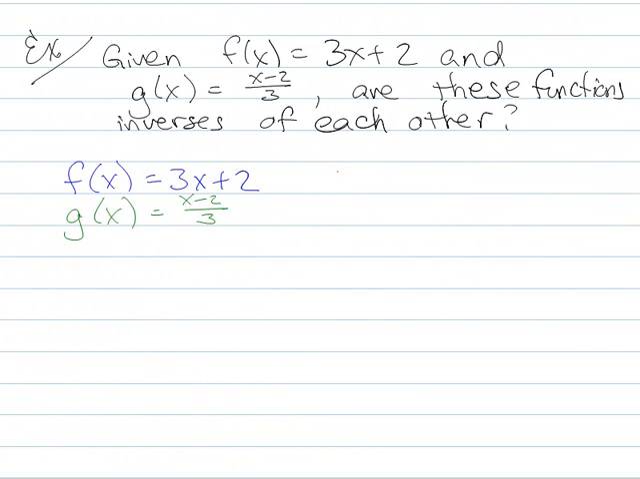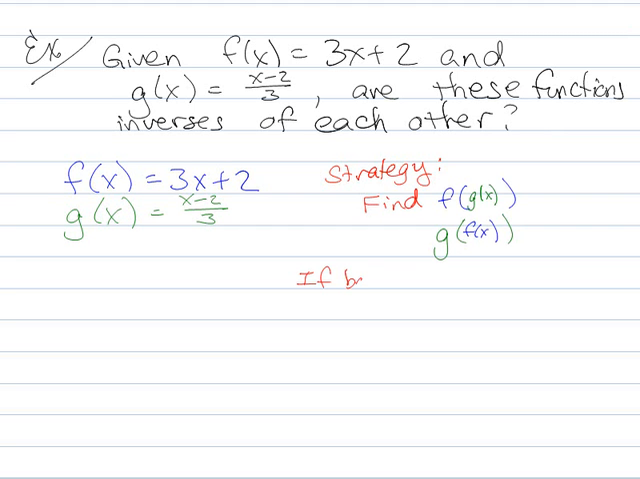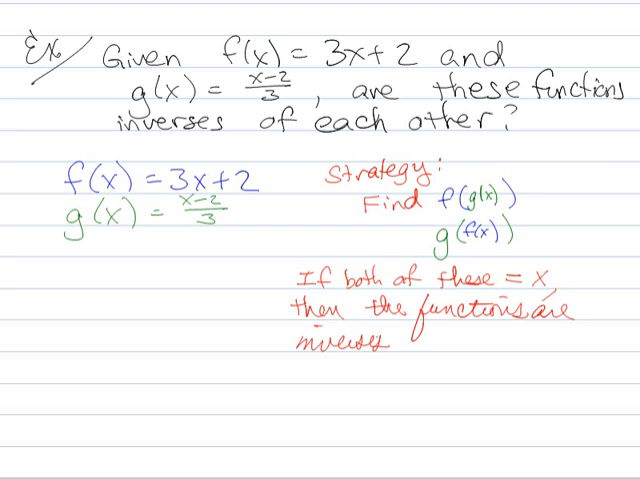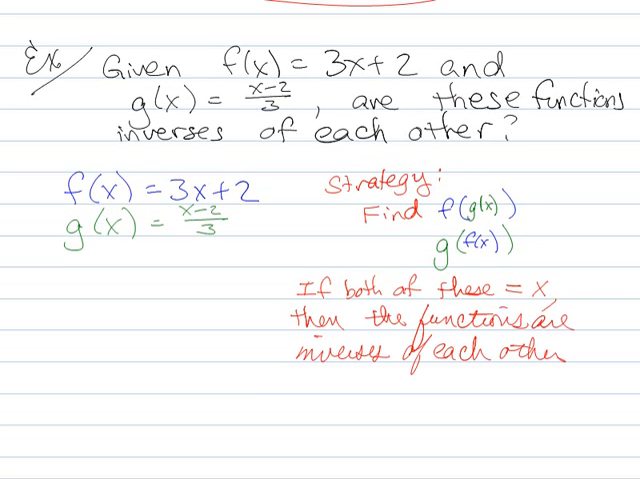So our strategy is going to be to find f of g of x and then to find g of f of x. If both of these equal x, then the functions are inverses of each other. Does that make sense? Maybe. Maybe not. But if both of these equal x, then the functions are in fact inverses of each other. So that's what we're going to do with these here.